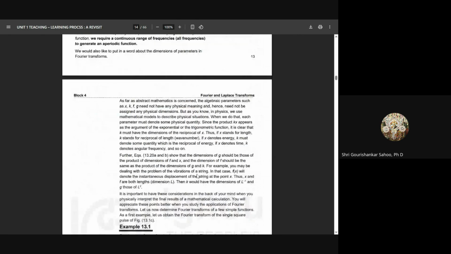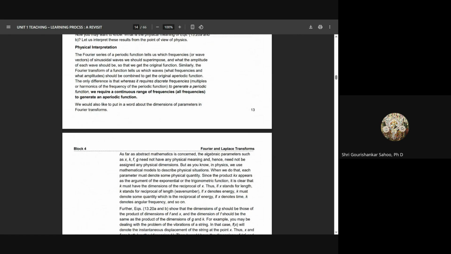So what is the physical interpretation? It is very important. The Fourier series of a periodic function tells us which frequencies or wave vectors of sinusoidal waves we should superimpose, and what the amplitude of each wave should be, so that we get the original function. Similarly, the Fourier transform of a function tells us which waves should be combined to get the original aperiodic function. The only difference is that to generate a periodic function we require discrete frequencies, that is multiples or harmonics of the frequency of the periodic function, whereas to generate an aperiodic function we require a continuous range of frequencies, that is all frequencies.